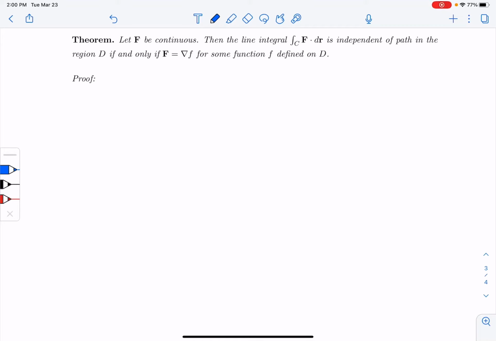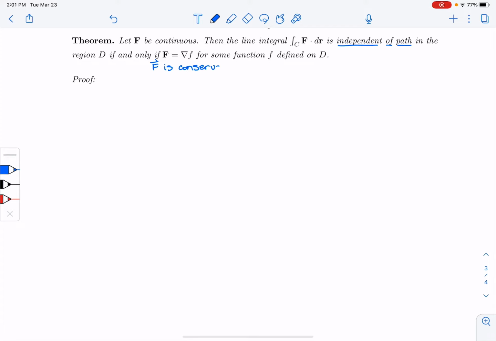Our next theorem says if F is a continuous vector field, then the line integral of F dot dr is independent of path in a region D if and only if F is the gradient of some potential function little f defined on D. So here we're saying that line integrals are independent of path if and only if our vector field F is conservative.